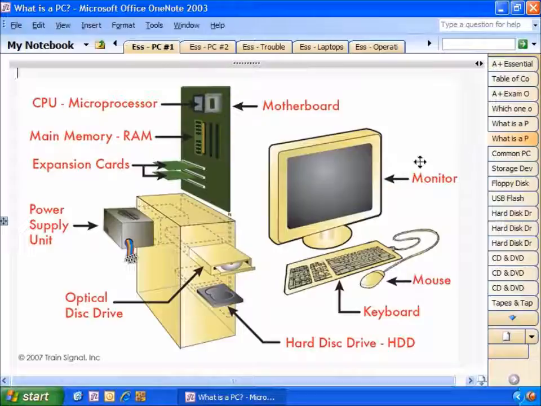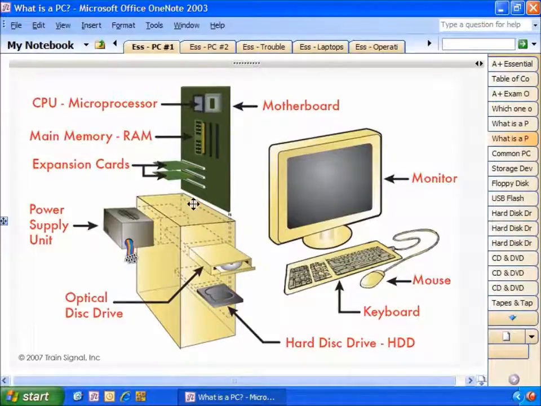So here we have a diagram, and you see this tan square down here. This is the box, and the box is a technical term. That's a joke. An untechnical term for the case, right? This is the computer case. And inside that case are all the components that make up the PC. So we've shown some of the components by showing you what they look like if they were pulled out of the computer case a little bit.